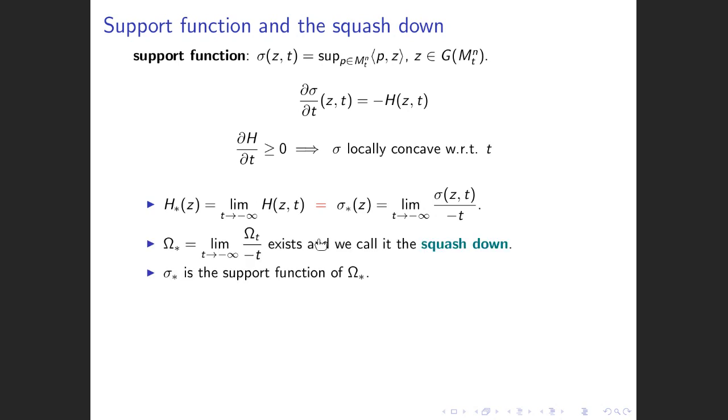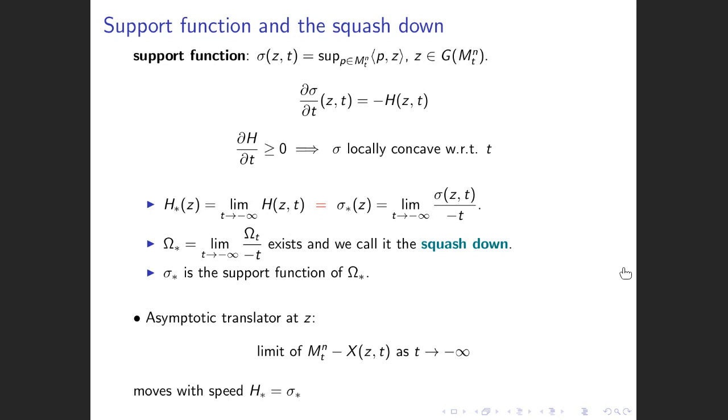Right. So this gives me that the omega star, as we define as this limit, exists, and sigma star, defined up here, or with the h star of z, this should be the support function of the limit omega star.